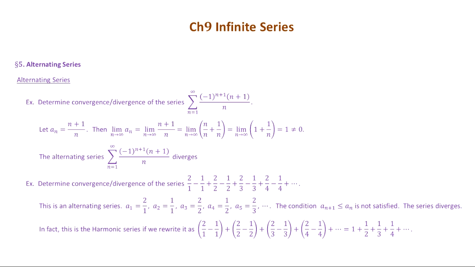Obviously, if you take the limit of a_n as n approaches infinity, you're not going to get 0. (n+1)/n you can break up into n/n and 1/n, using the numerator. Then n/n is just 1, and the limit of 1/n is just 0 as n approaches infinity. So at the end, you get the limit of a_n equal to 1. So the first condition is not even satisfied, so the alternate series diverges. Okay.